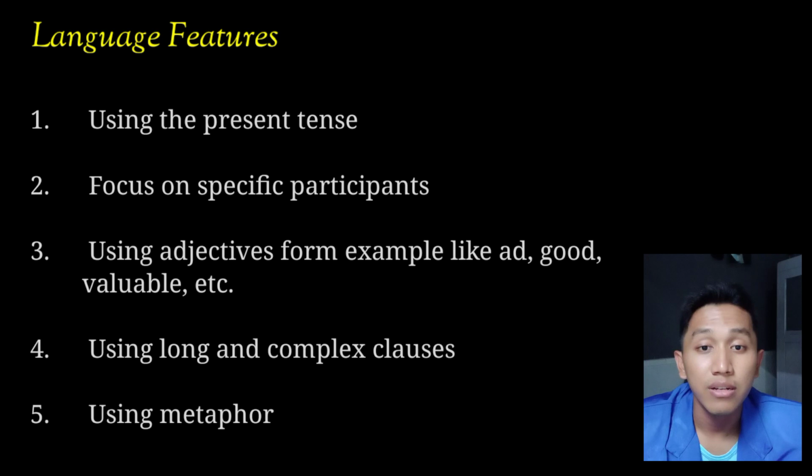And while you are writing the review text, there is one part in the review text that you have to understand. That is the language features that you have to pay more attention to. There are five language features.